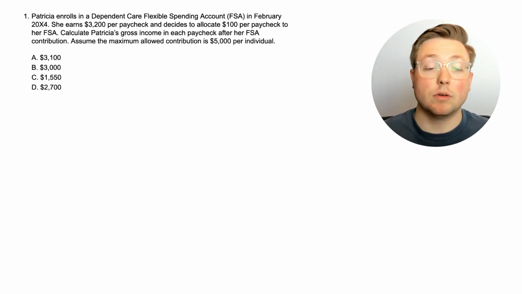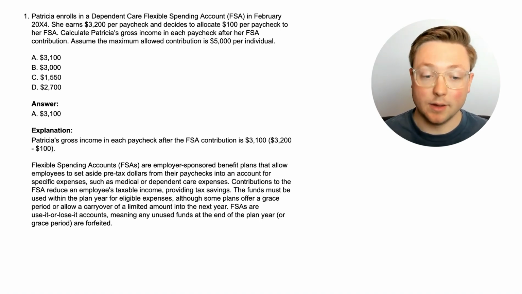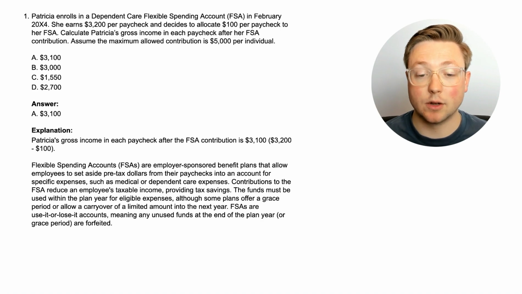Okay, we don't really know how this works. Is it just you take out the $100 from the paycheck and that's it? So would it be $3,100? Is there something else that we don't know about? Let's go ahead and dive straight into the answer to learn how this works. Okay, and it was that simple, $3,100. So you just take the $100 out, and that is her gross income after the FSA contribution.